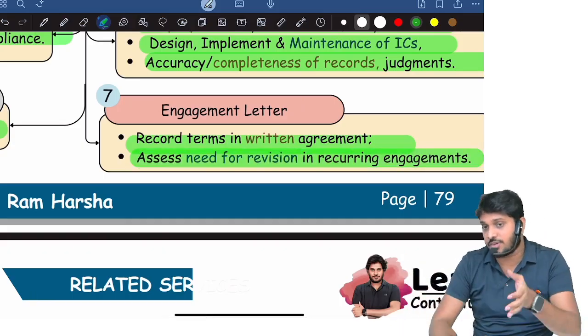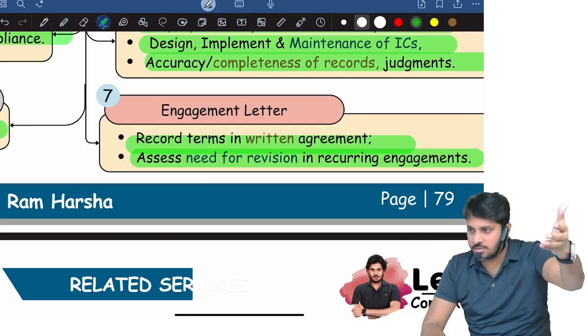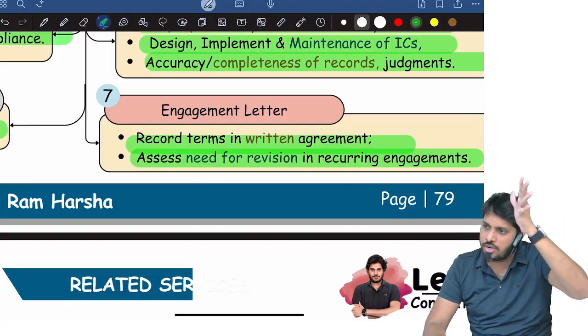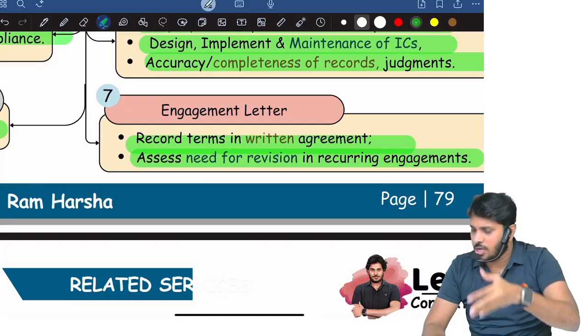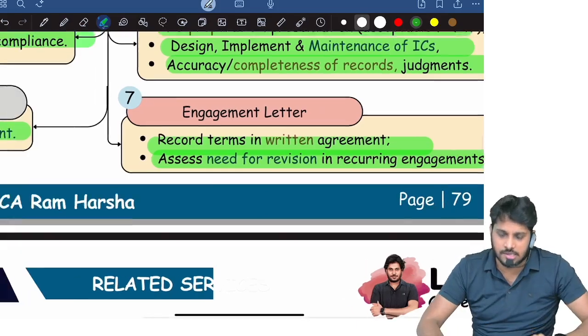Sometimes companies go for this frequently. Every year they will hire one CA, or the same CA will be there to assist them in compilation. He is not the auditor, he is only helping in compilation. Yes or no? So see whether a revision is required in the engagement letter every year. Check and then act accordingly.